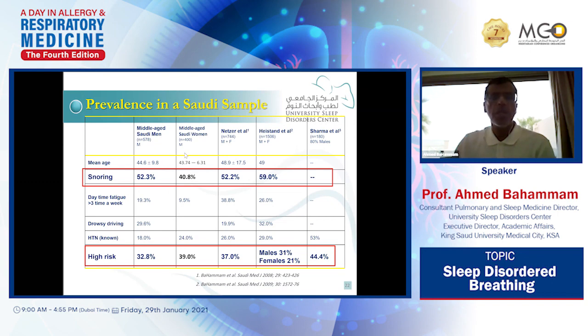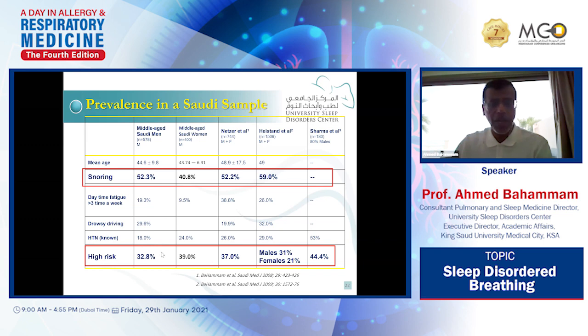What's higher than the West is women. Snoring among middle-aged Saudi women is high, up to 41%, and this is attributed to obesity. Obesity is very common in our region. It's improving now. This assessment was done using a questionnaire called the Berlin Questionnaire, which categorized the risk of obstructive sleep apnea into high risk or low risk. The high risk for obstructive sleep apnea among middle-aged Saudi men is 30%, or 3 out of 10, which is comparable to that in the West.